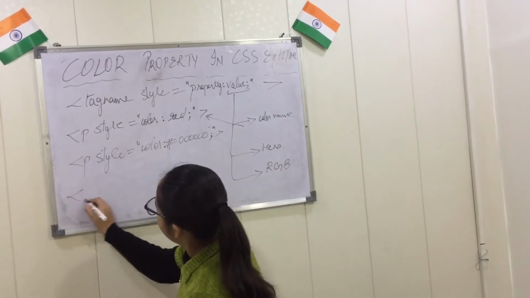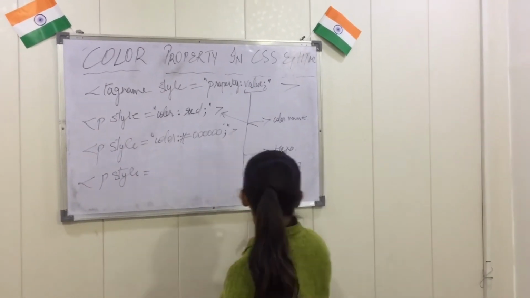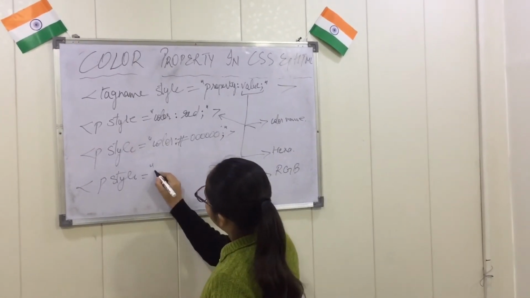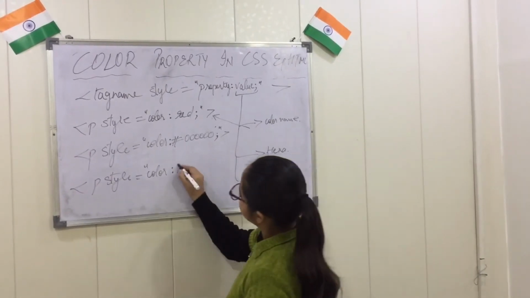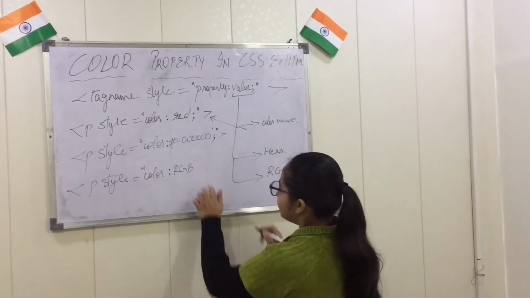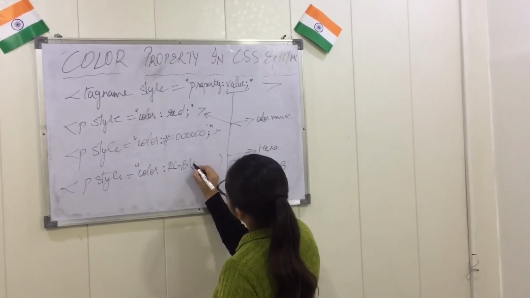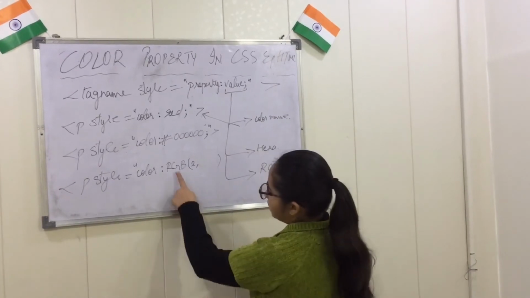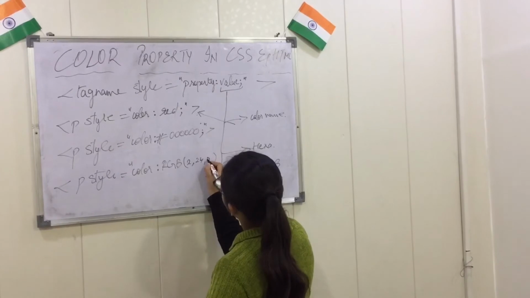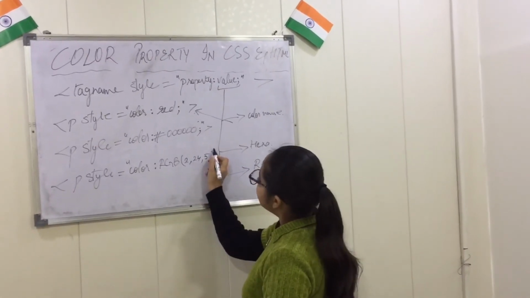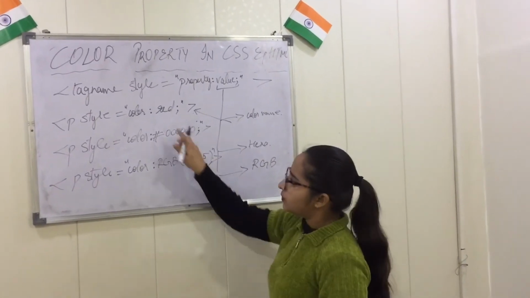Next is RGB. RGB can be written as P style, after that the property, that is color, after that RGB, and in between the brackets we will pass the values of RGB. Like for red I am taking 2, then green I am taking 24 and blue I am taking 5. In this way we can classify the color property into 3 types.